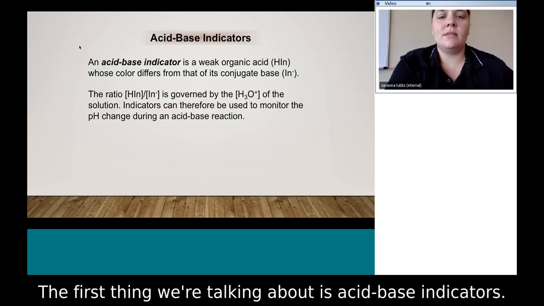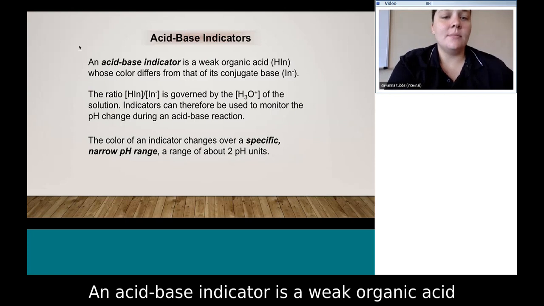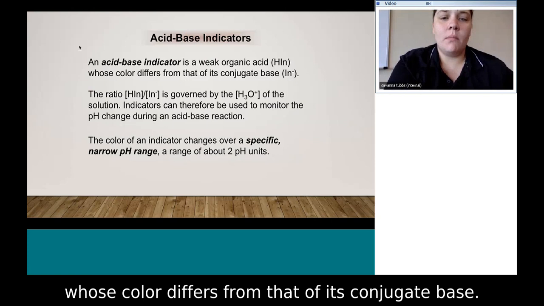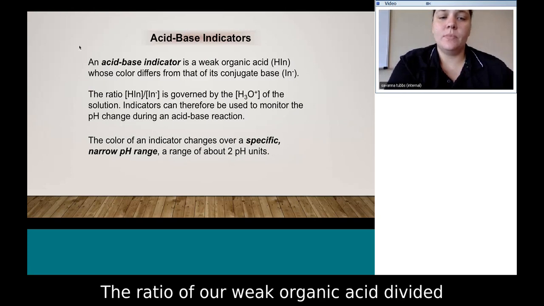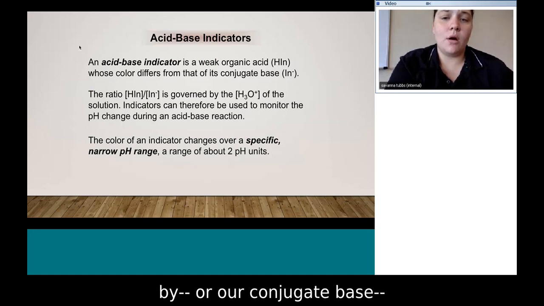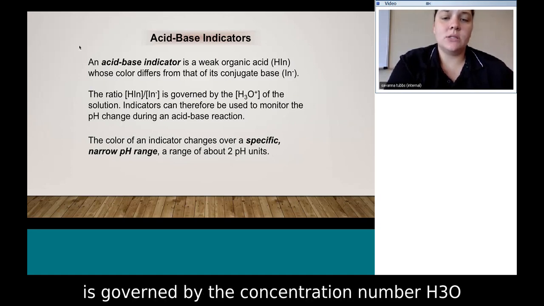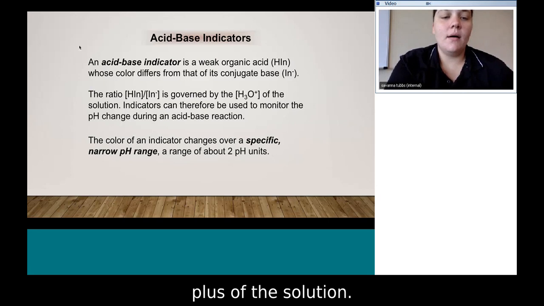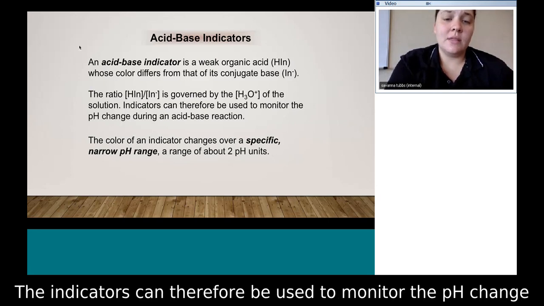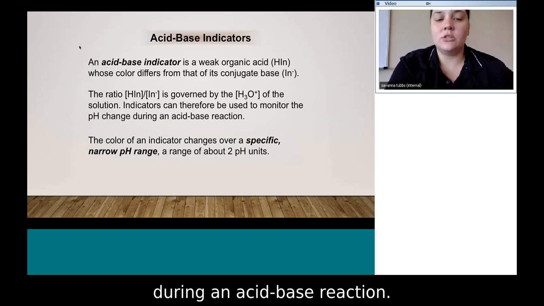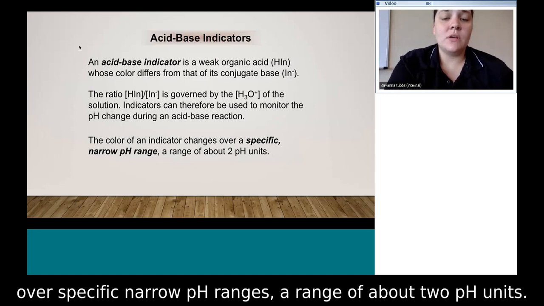The first thing we're talking about is acid-base indicators. An acid-base indicator is a weak organic acid whose color differs from that of its conjugate base. The ratio of our weak organic acid divided by our conjugate base is governed by the concentration of H3O+ of the solution. The indicators can therefore be used to monitor the pH change during an acid-base reaction. The color of an indicator changes over specific narrow pH ranges, a range of about 2 pH units.